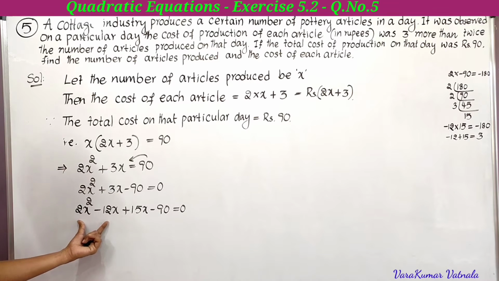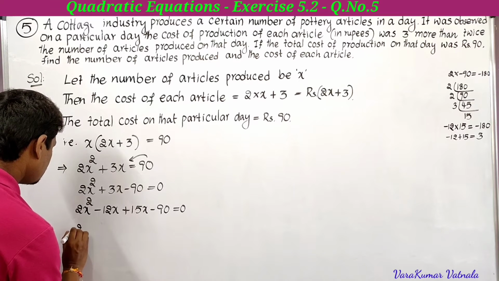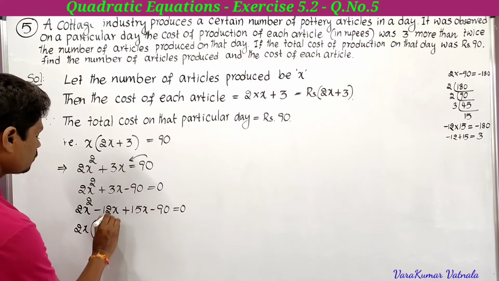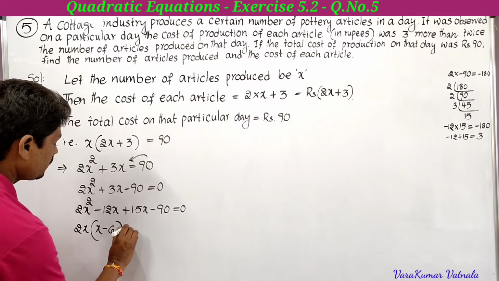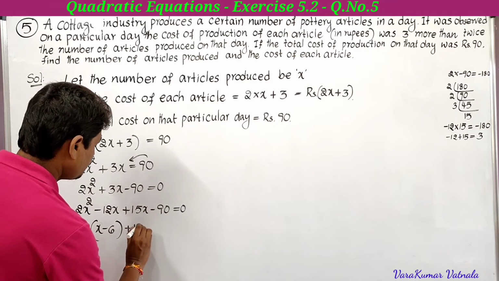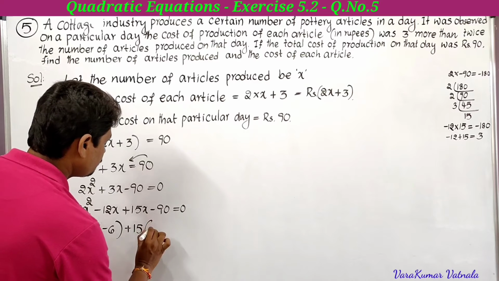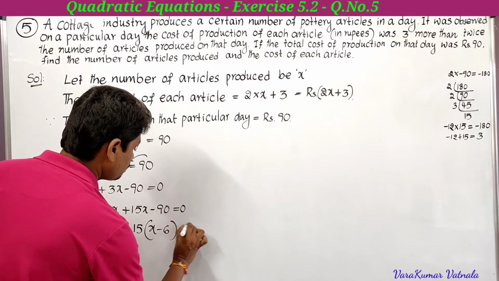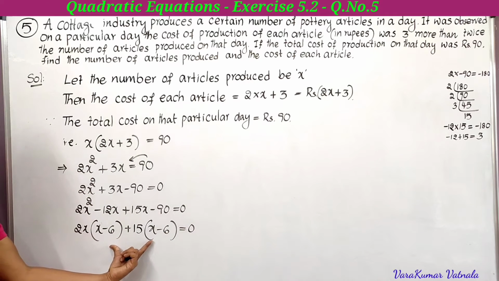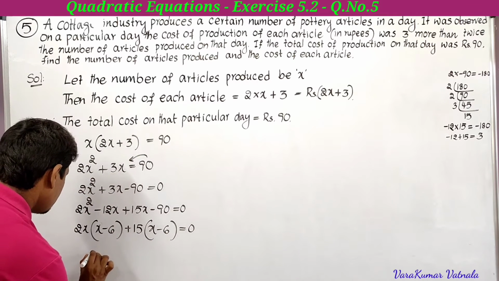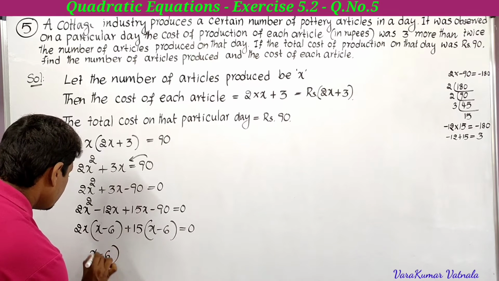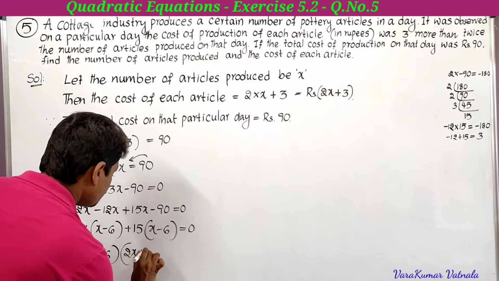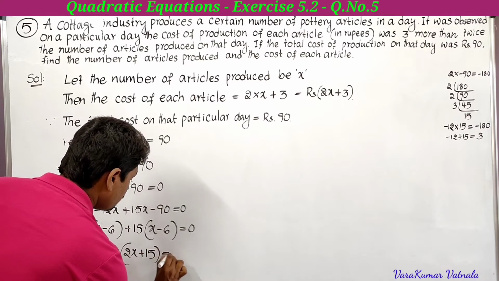So in the first two terms, 2x is common. So I am writing 2x as common. So here what will be? x will be. So here minus 6 will be. So in the last two terms, plus 15 is common. So if you take plus 15 here x, here minus 6, again is equal to 0. So again we can take x minus 6 as common. So x minus 6 into here 2x is there, so 2x here plus 15 is there. Plus 15 is equal to 0.